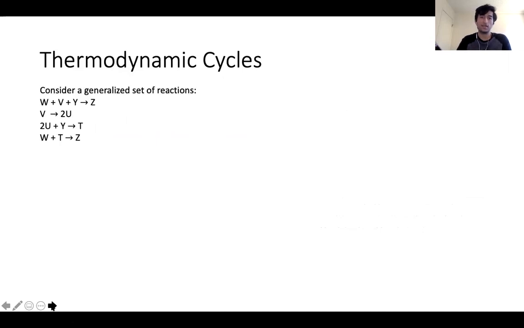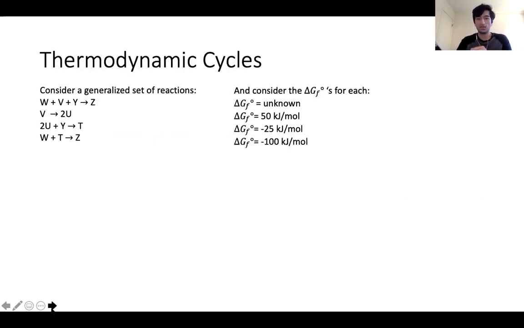If we consider a thermodynamic cycle, the setup for a problem like this is usually that there is some generalized set of reactions, like some letters combining to another letter. And there is some unknown delta G formation that we want to figure out. Normally we would just do delta GF of the product minus delta GF of all the reactants. But if those values are not available to us, we have to consider, instead of a path like X in the last slide, something like path Y.